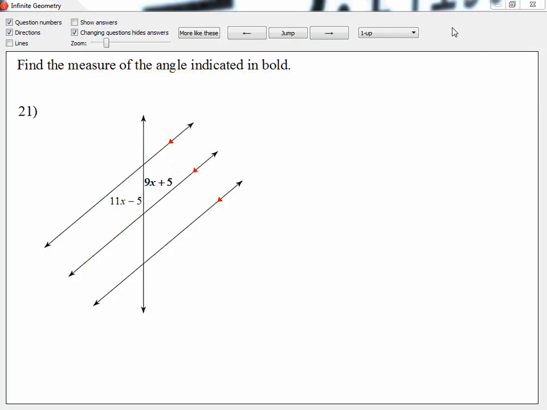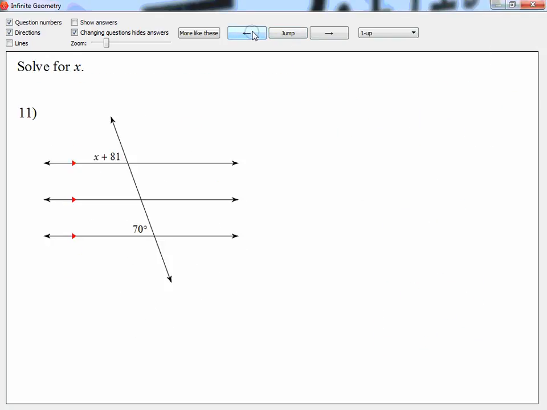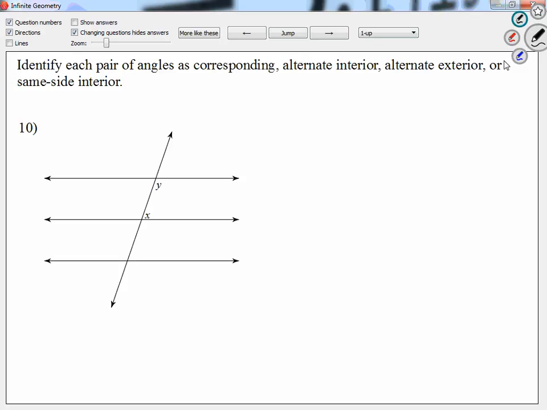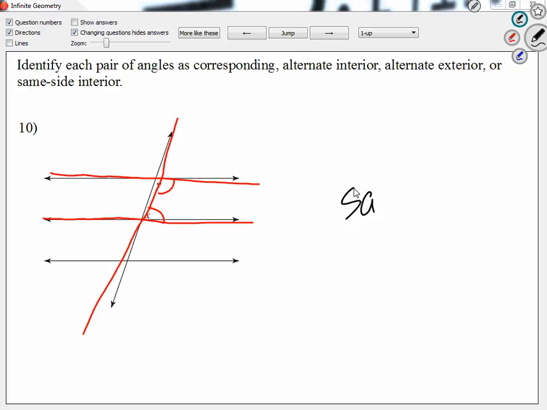Let's take a look at number 10. Let's identify it. It seems like the lines that I need for angle y are these lines. For angle x, I'm going to include this other line. What type of angles are those? Same side interior. And if I was solving for x, if it was 11 through 30, I would add those two angles to equal 180.